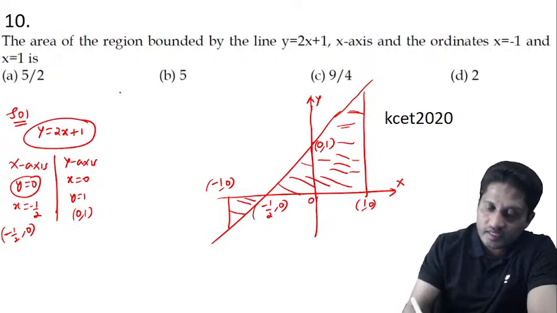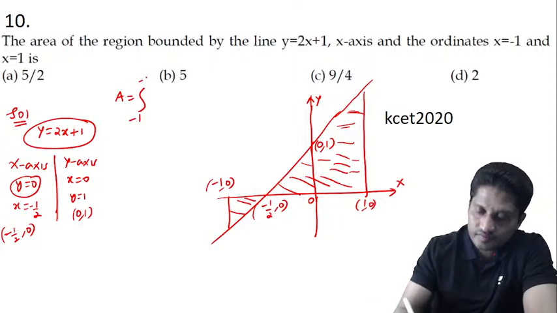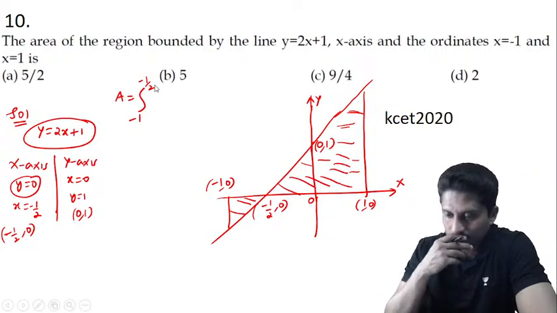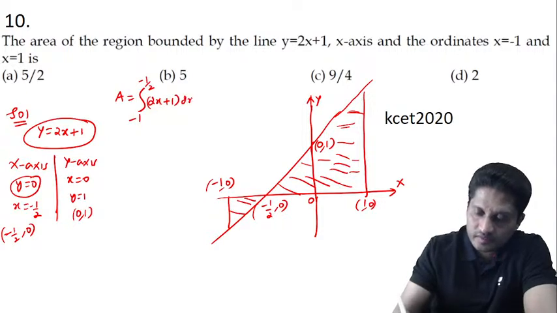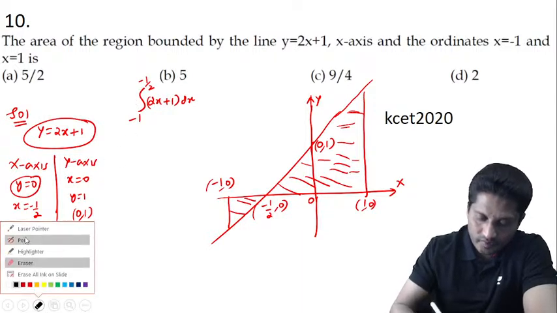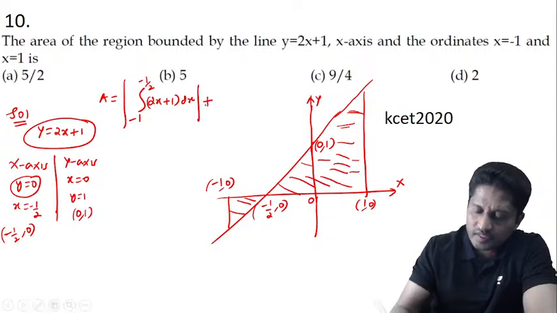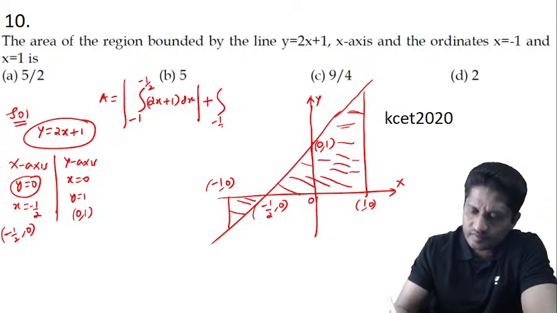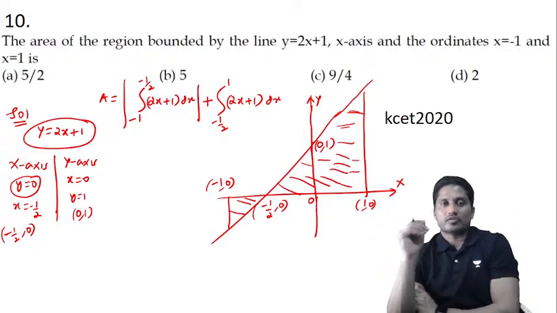Okay, now this is area. Area is equal to integration from -1 to -half of 2x plus 1 dx. This is capital A, and there's a mod here. Plus integration from -half to 1 of 2x plus 1 dx. Right, area above the x-axis will be positive, area below the x-axis will be negative.